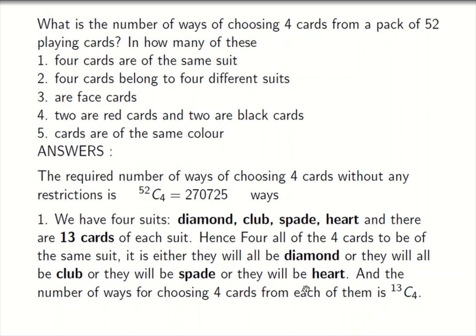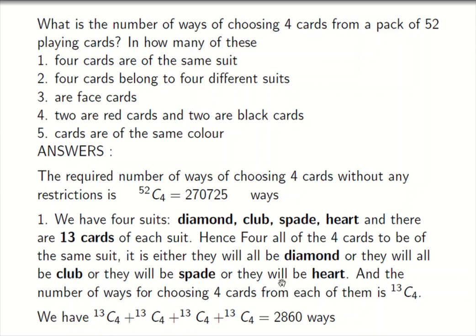Remember, when you started, I said that in probability or in mathematics, when you say or, it means you are adding. So you first do for the diamond, then this or means plus, you do for the club, plus you do for the spade, then you do for the heart. The number of ways of choosing four cards from each of them, each of them is 13. It will be the same, 13 combination 4. Because for diamond, it will be 13 combination 4. For club, it will be the same thing. So what do we do?